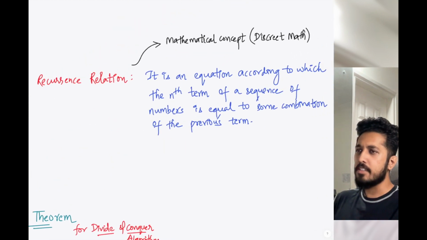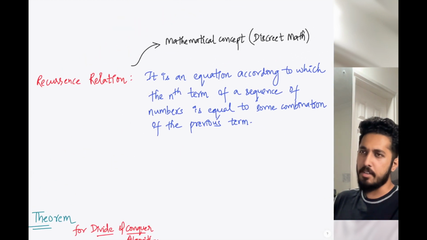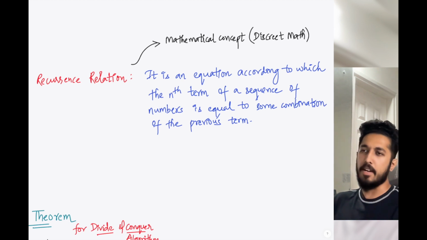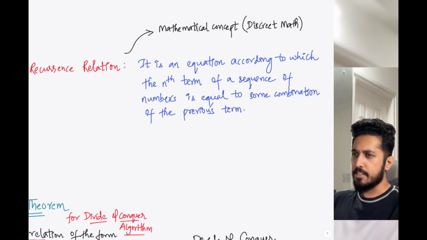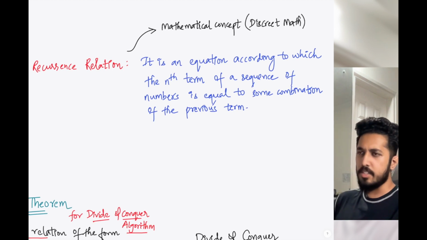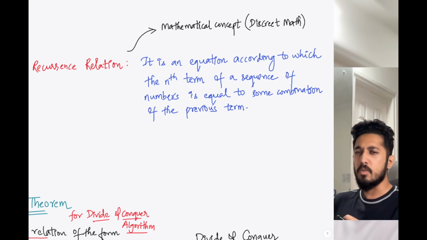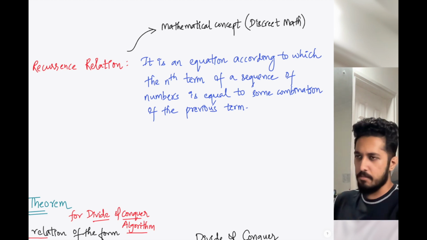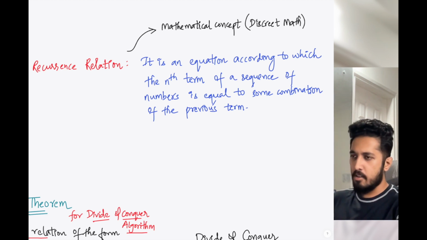A recurrence relation is a mathematical concept which is a part of discrete mathematics. Now let's try to understand what a recurrence relation is further. It's an equation according to which the nth term of a sequence of numbers is equal to some combination of the previous terms. So let me break this down for you.